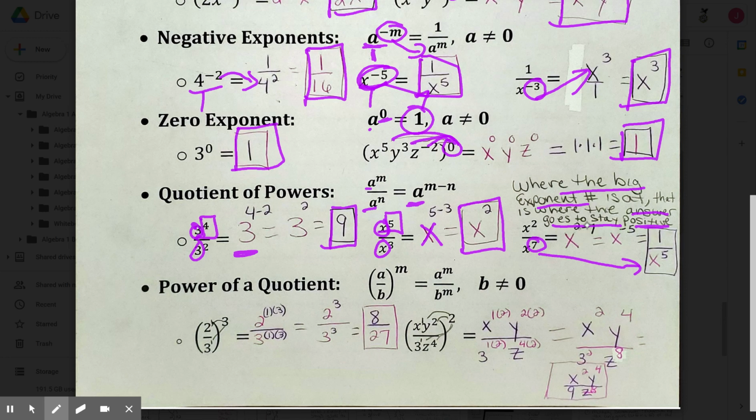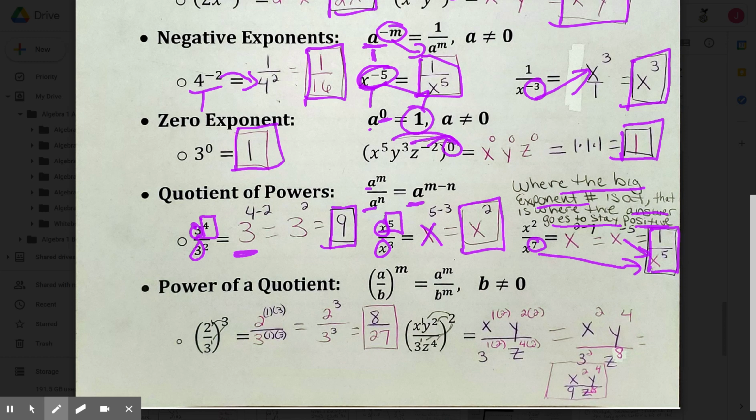So you could go 2 minus 7, which gives us -5, and you know it needs to move to the denominator in order to be positive. Or you can just say 7 minus 2 is 5. 7's in the denominator. That's where my answer has to go to stay positive. So it's 1 over x to the 5th as my final answer.